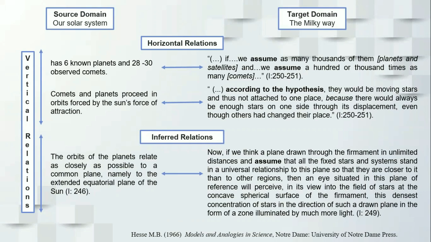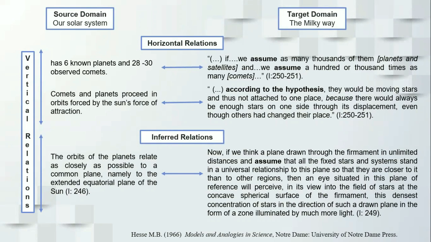On one side, there are 6 planets and about 30 comets that had been observed so far. And on the other side, we assume many thousand more. And the same for the movement, the assumed movement of those apparently fixed stars.